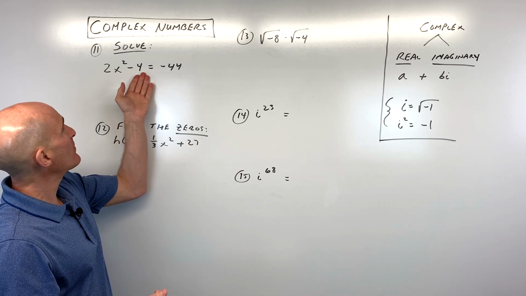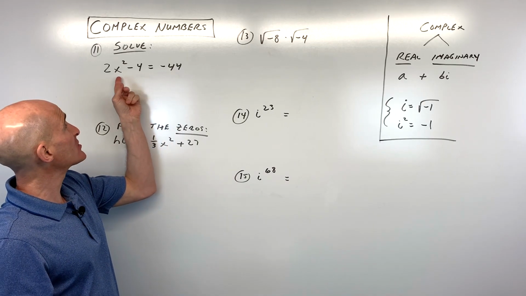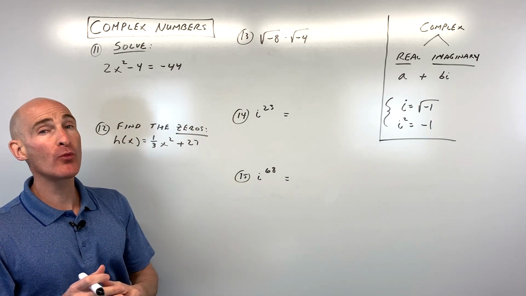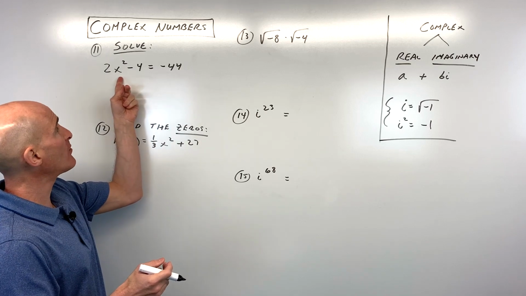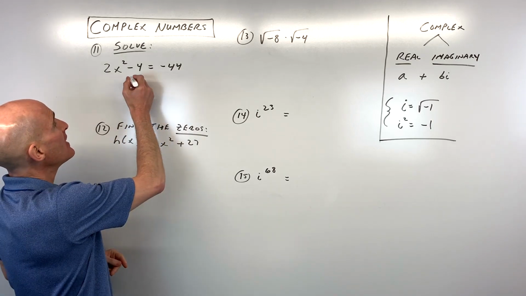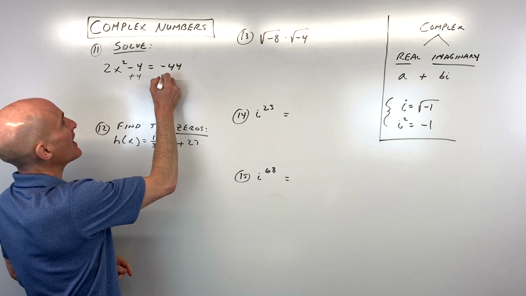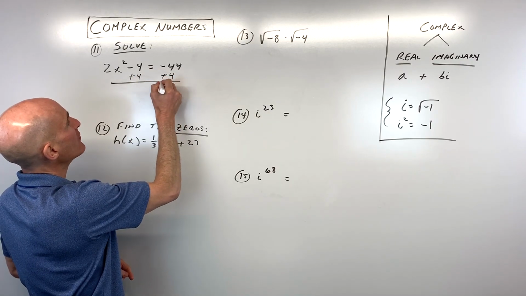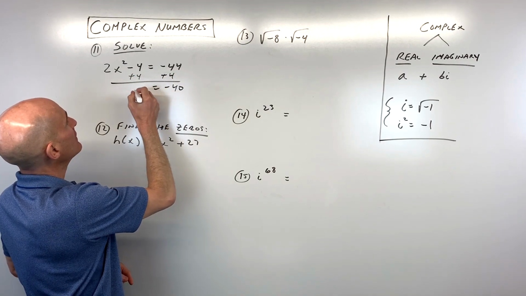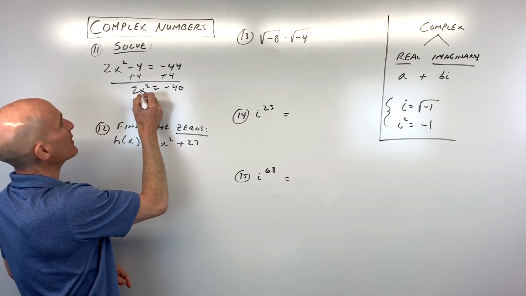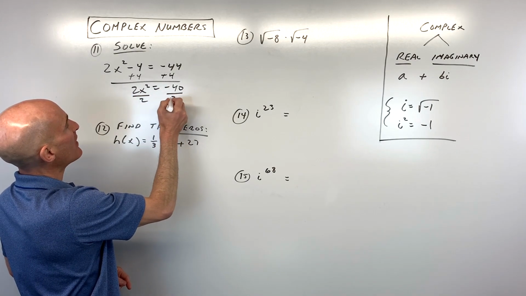We've got 2x squared minus 4 equals negative 44. We want to solve for x. It's just like solving a normal algebra equation. You want to get that variable by itself on one side of the equation. So we're going to do that by adding 4 to both sides. Okay, so now we've got negative 40, and this is 2x squared. We want to divide both sides by 2 to get that x squared by itself.